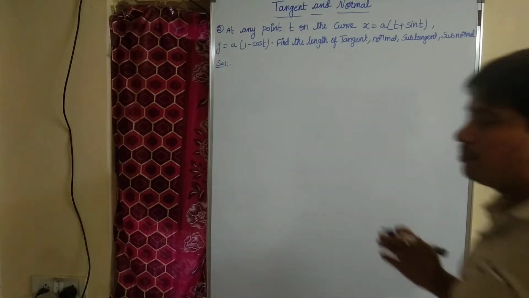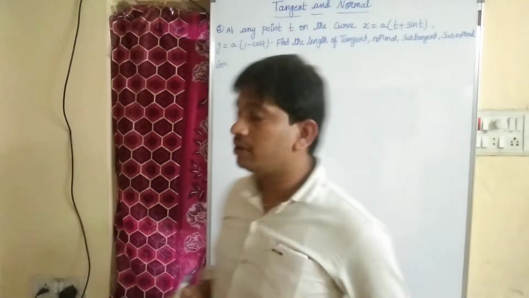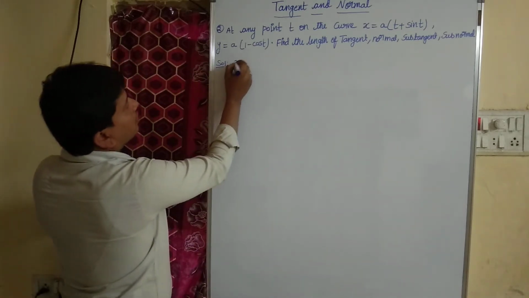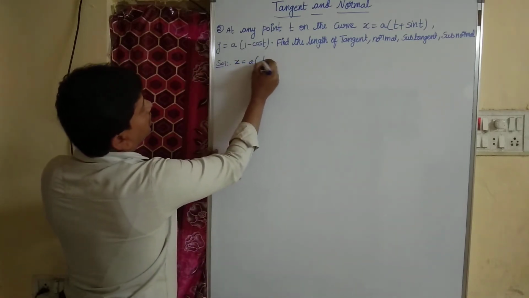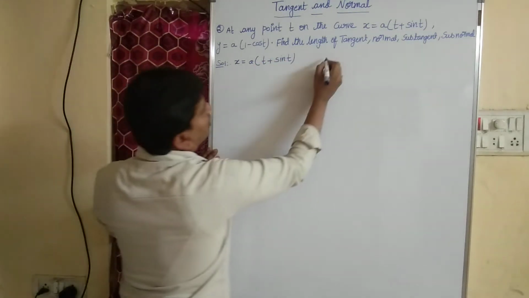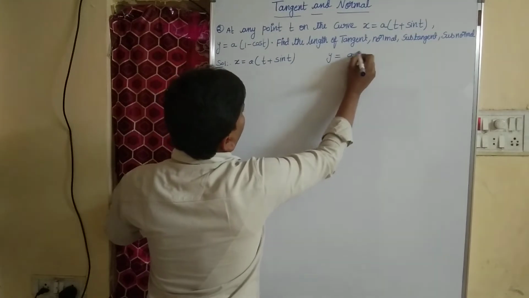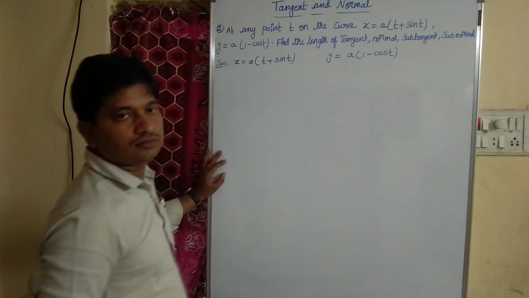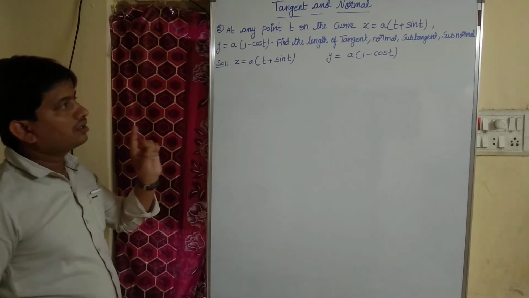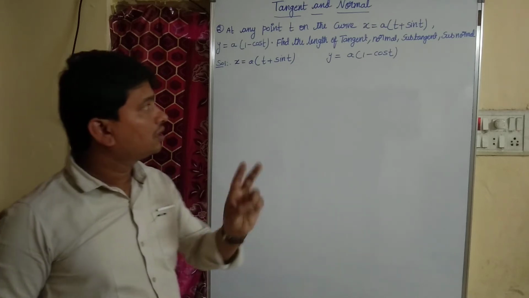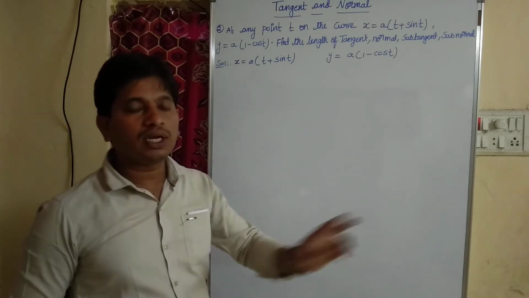Now coming to question number 2. At any point T on the curve, x is equal to a into t plus sin t, and y equal to a into 1 minus cos t. Find the length of tangent. First question is we need to find the length of tangent. Second one is length of normal.